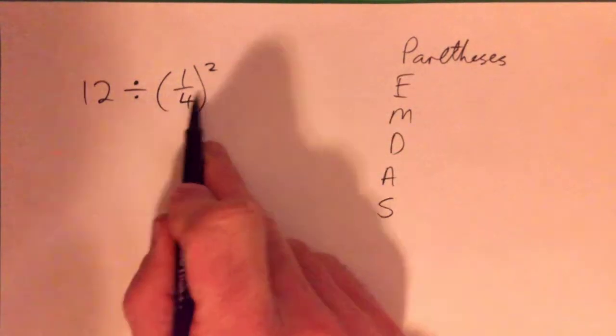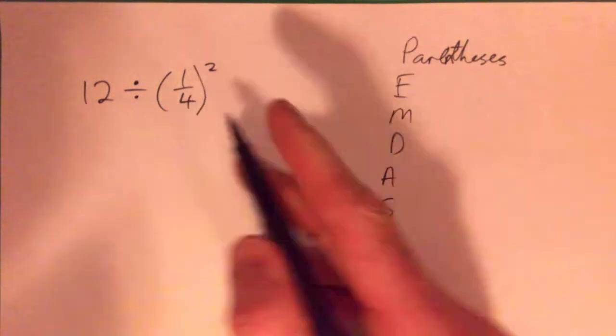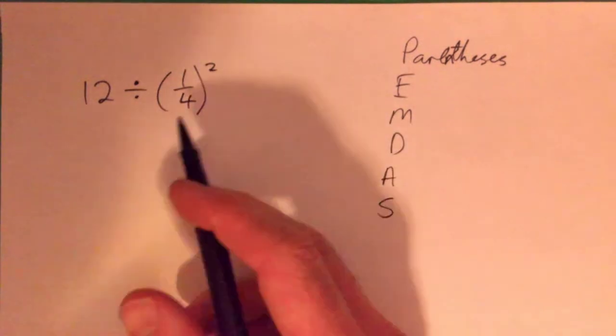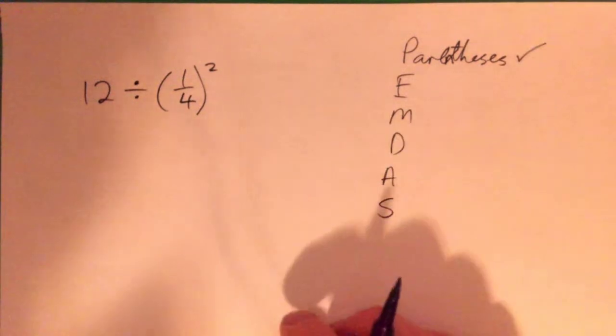And inside the parentheses, we see a quarter. But there's nothing to do with that quarter. There's no operation. There's no adding or subtracting or multiplying or dividing. So parentheses is done, basically.